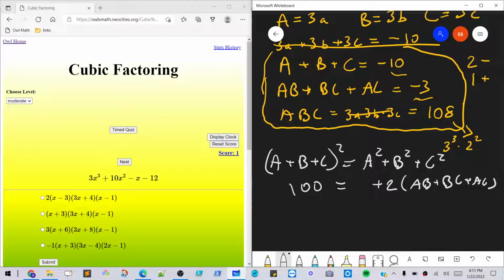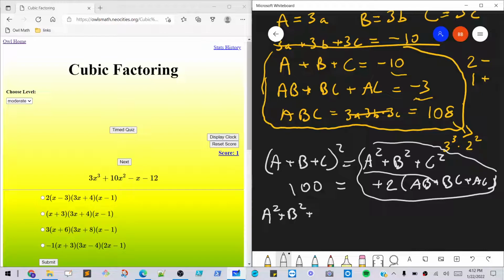That's kind of a weird little thing I did there, but I'm saying this whole business equals 100. And then what I want to use is this piece. I want to solve for A squared, B squared, C squared. So let me write it out like this. We want A squared plus B squared plus C squared. So what I'll do is subtract this piece from both sides.